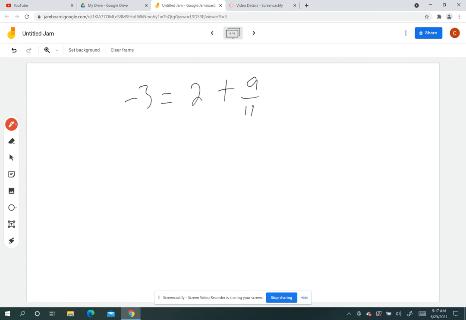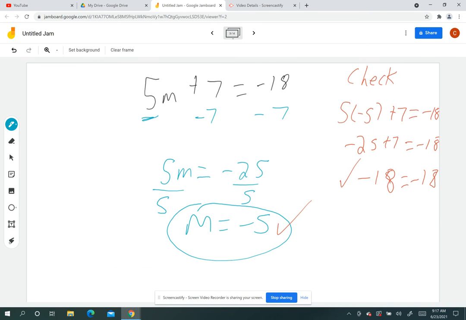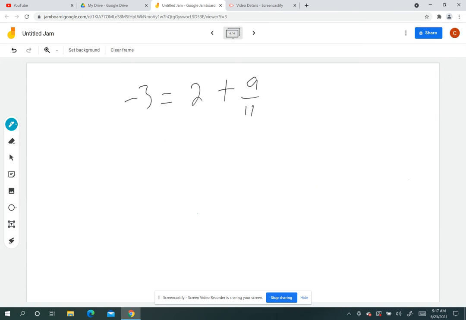Last problem. As you can see here again, we have this time a is by itself. So what you're going to do, just like we did here, is get rid of the 2 first and then multiply. So we're going to subtract 2 from both sides. We're going to have negative 5 equals a over 11. Then we're going to multiply both sides by 11. And a is going to equal negative 55.